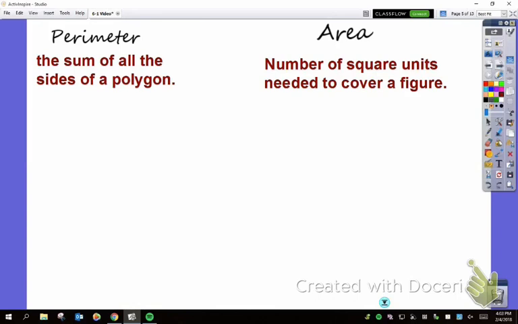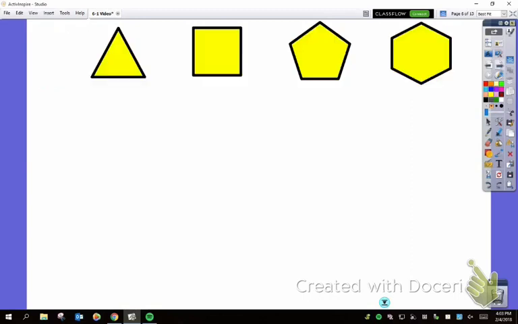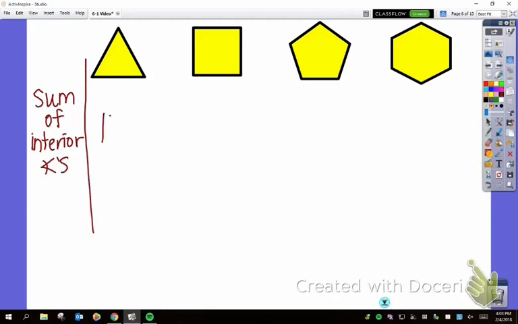Now moving ahead into our actual angles of polygons. When we look at these four figures, I have a triangle, square, pentagon, and hexagon. And I ask you for the sum of the interior angles. You should be able to tell me the first two. The sum of the interior angles of a triangle. We spent so much time on triangles. The sum of the interior angles of a triangle is 180.